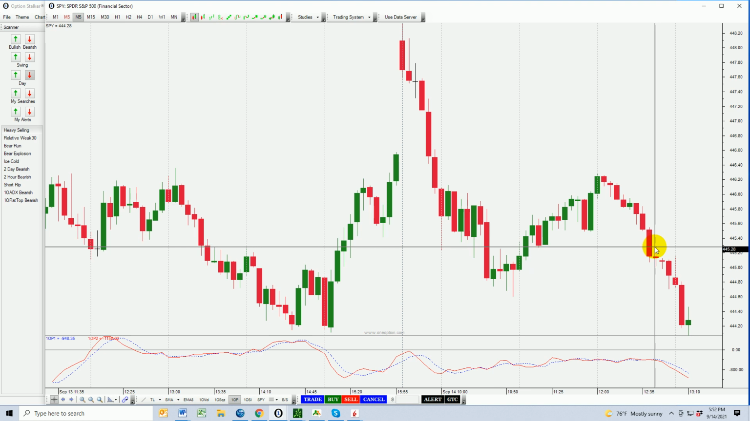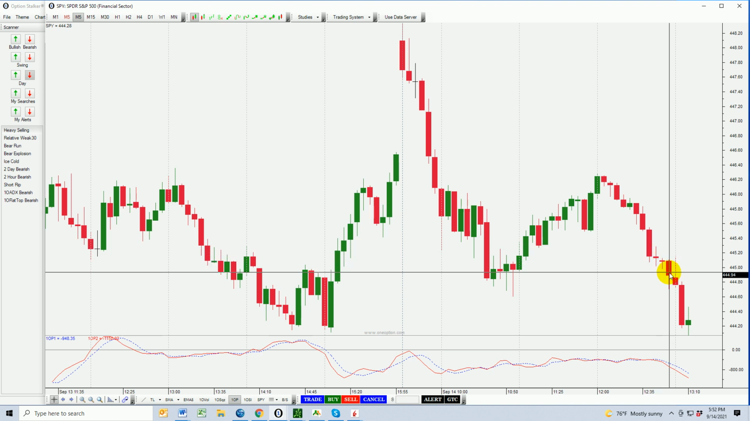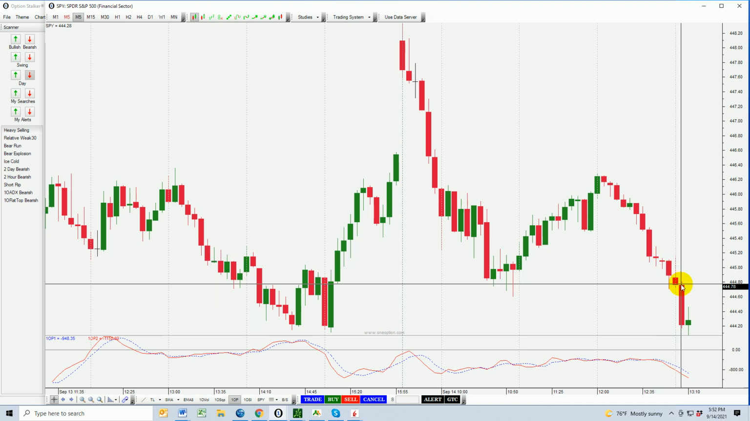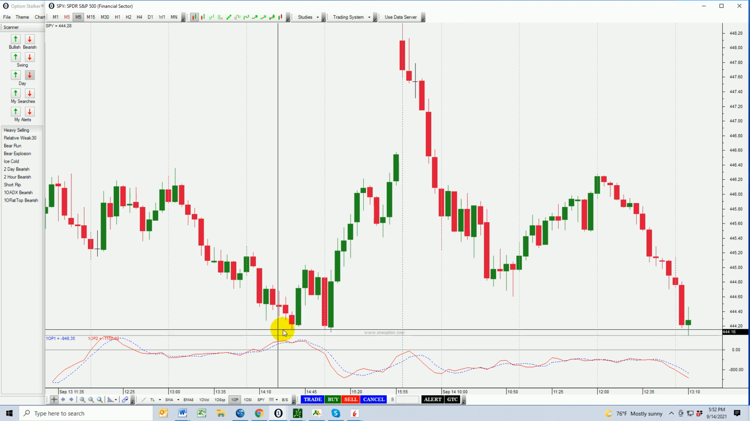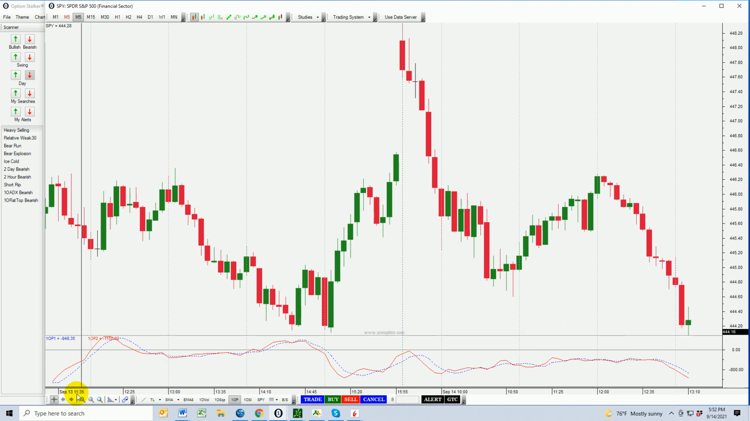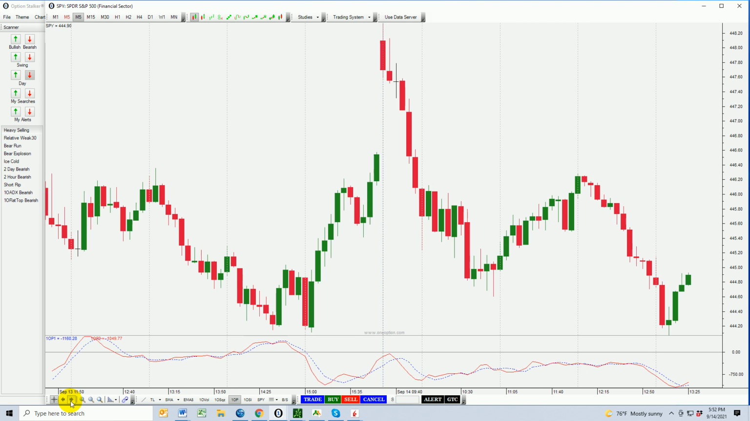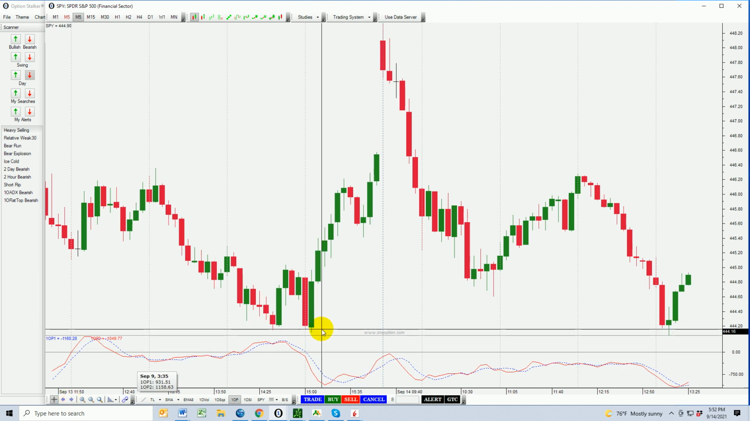Sell, sell, sell. Now you get another nice red candle. This long red candle right here, right on this low here. Let's see if that was just to shake out the stops. Lo and behold, it was.